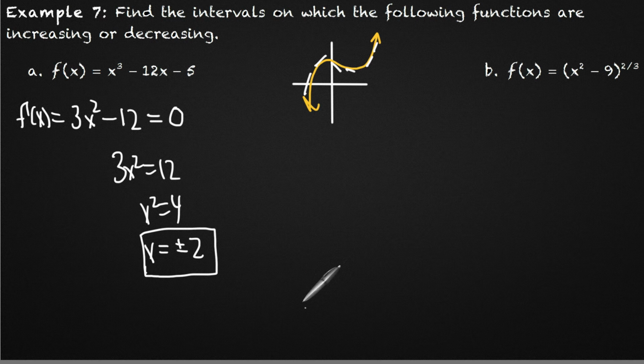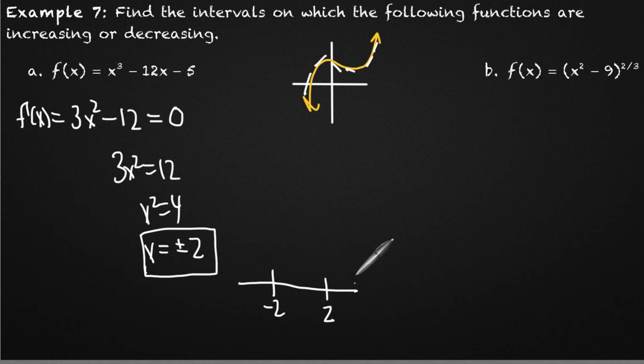All right, so now we're going to make a number line. On this number line, we're going to put negative 2 and positive 2. And we're going to plug in a number in each region, but we're not going to plug it into the original function. We're going to plug it into the derivative because we're trying to check what the function's slope is.